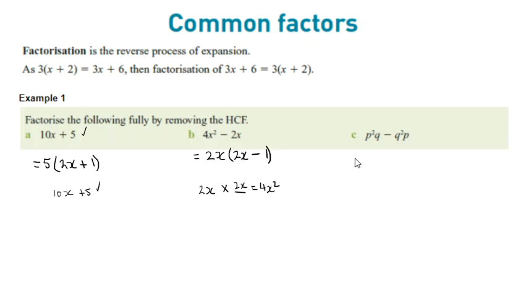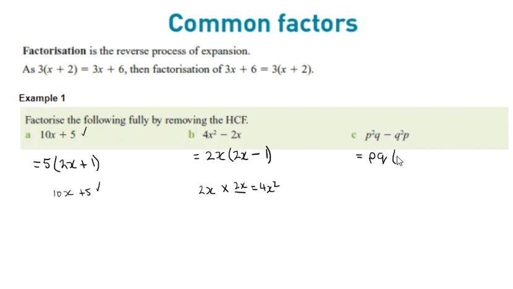Okay, next question. No numbers here but just letters, so let's see what we can take out. We've got a p squared here and a p here, so we'll take out a p. It's normally the one with the lowest power that we'll take out. Here we've got a q and a q squared, so we'll take out a q here.